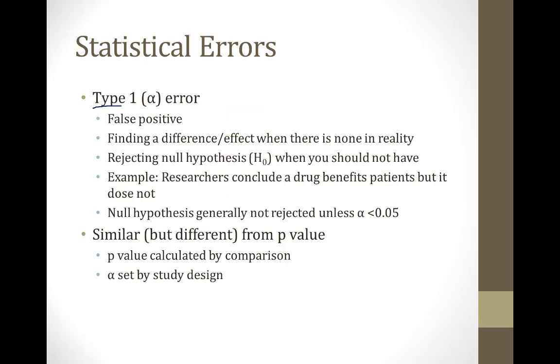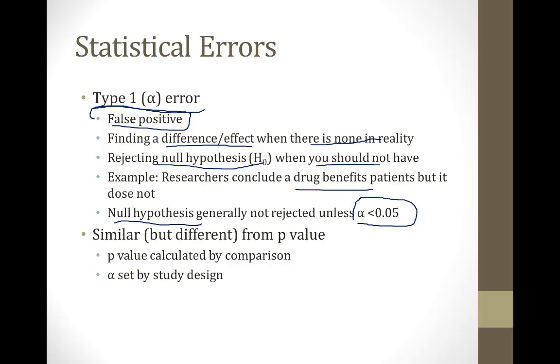The first type is a type 1 or alpha error, and this is a false positive result. This is when our experiment finds a difference or effect, but in reality there isn't one. Another way to think about it is this is when we reject the null hypothesis, but we shouldn't have. For example, if researchers conclude that a drug is helpful to patients, but actually the drug is not helpful. And in general, we don't reject the null hypothesis unless the alpha error is 0.5 or less. We want the alpha error likelihood to be very low before we're going to reject that null hypothesis.